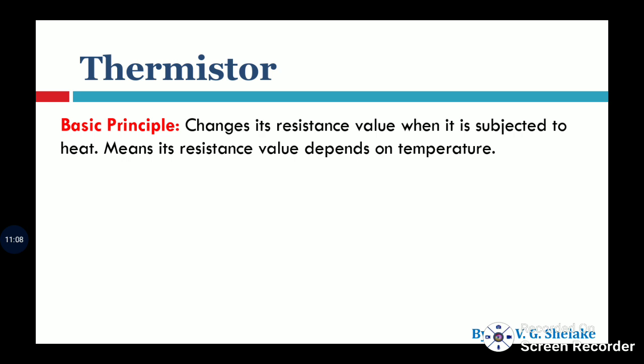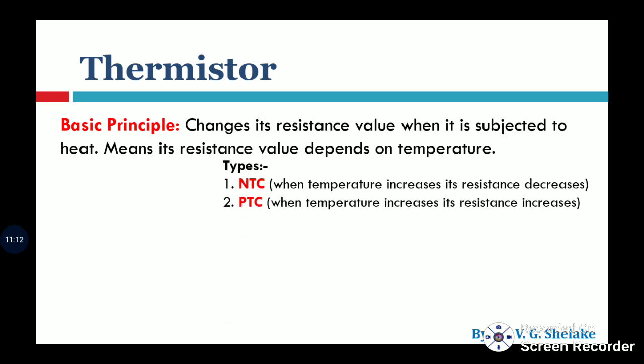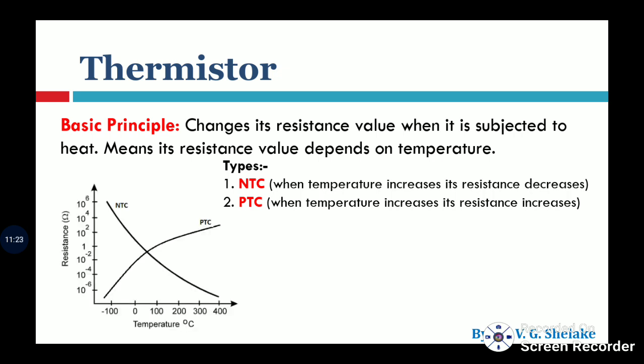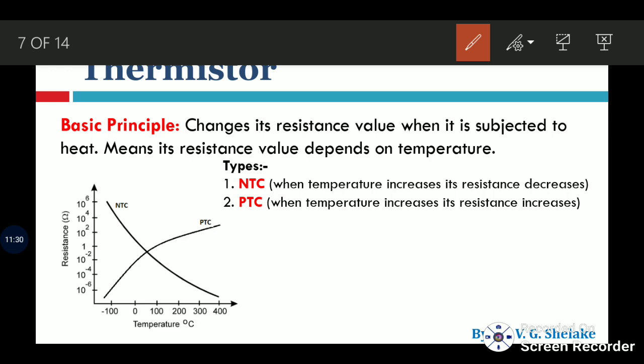Thermistors have different types. One type is called NTC, meaning negative temperature coefficient of resistance. In this, the resistance value decreases with increase in temperature. For example, in semiconductor devices, as the temperature increases, the resistance value decreases, which shows the property of negative temperature coefficient of resistance. Conductors, on the other hand, show the property of positive temperature coefficient, meaning PTC. In this, as the temperature increases, its resistance value also increases.